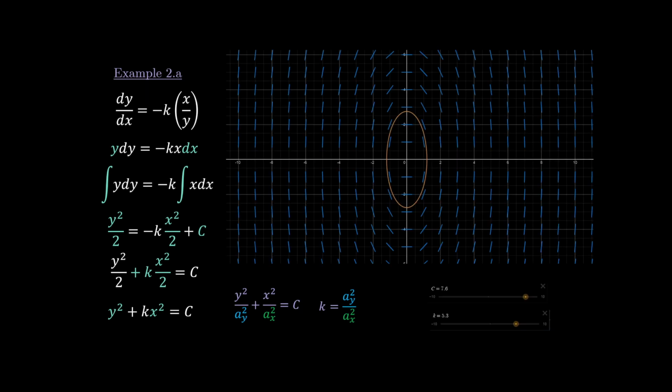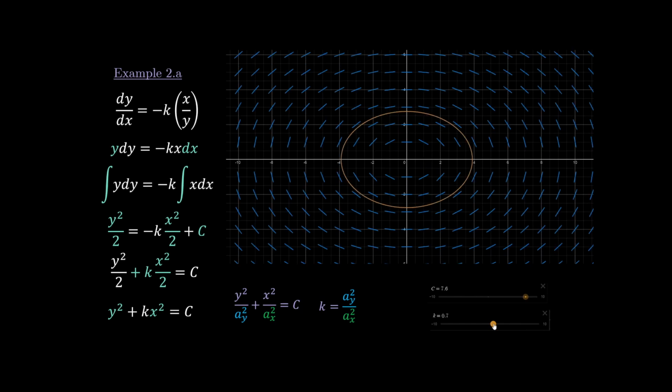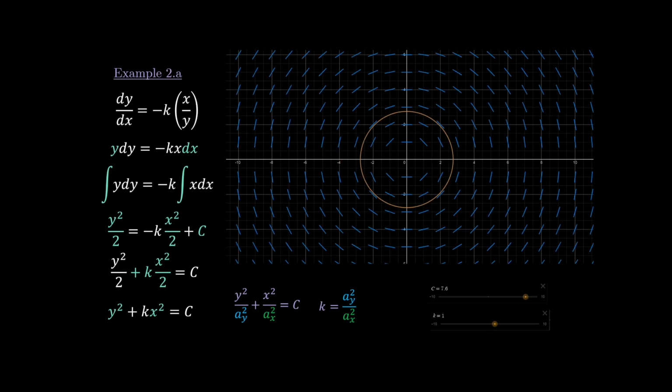Let's start with the case where the magnitude of k is greater than 1. Clearly we can see that it's a vertical ellipse. Now, what if the magnitude of k is less than 1? It is more of a horizontal ellipse. Now what if it equals 1? Then it's a circle. Now, if you increase c, essentially what you're doing is you're basically shrinking it or making it bigger. Now, if c equals 0, it vanishes to a single point, and if c is negative, it doesn't even exist.